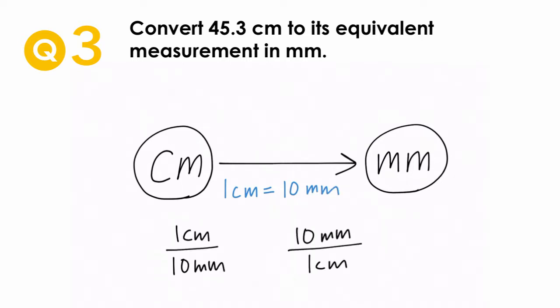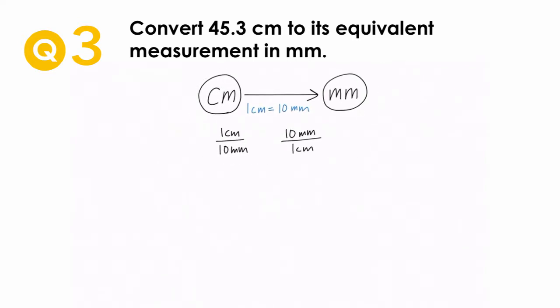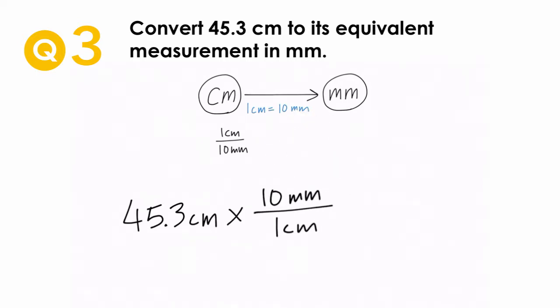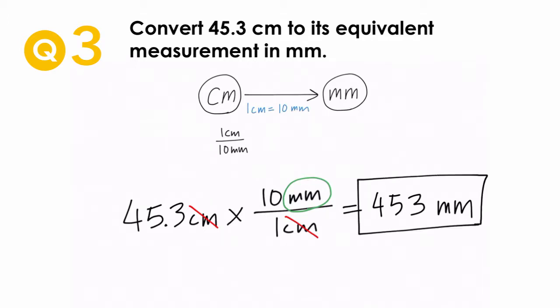Starting the calculation with 45.3 centimeters, we want to use this conversion factor to get rid of centimeters. What's left is the millimeters. The rest is calculating the numbers. 45.3 times 10. So 453 millimeters is your final answer.